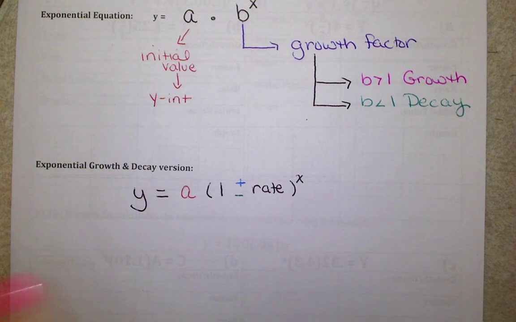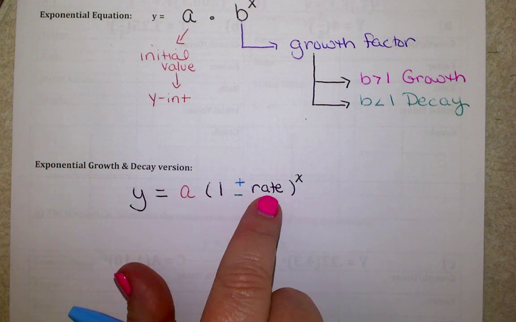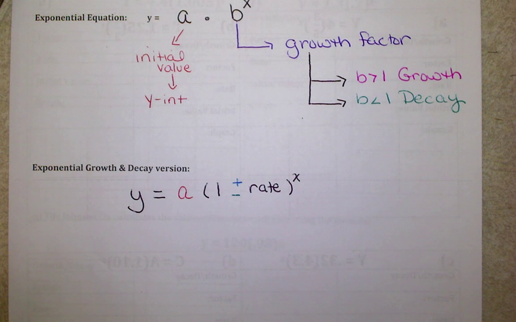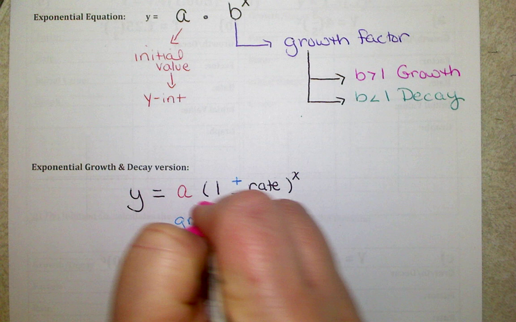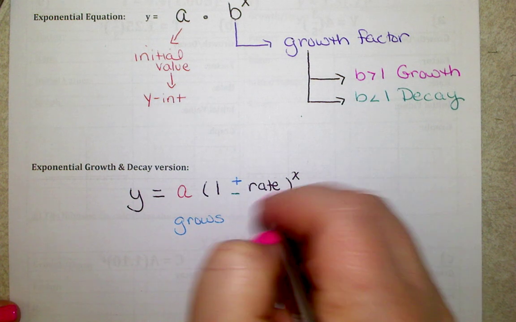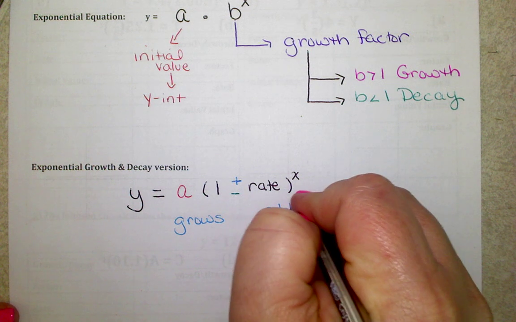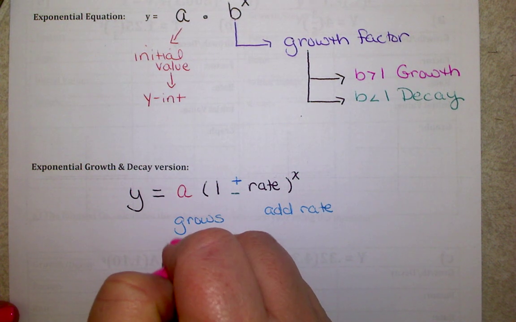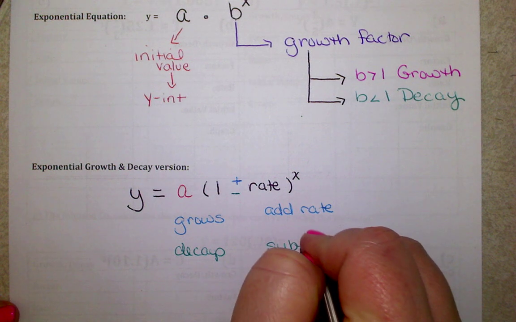All right, now, there's actually two equations in here. You either got 1 plus your rate or 1 minus your rate. And this depends on whether you have growth or decay going on, of which equation you're going to use. If something is growing, you're simply going to add your rate to 1. If something is decaying, you're going to subtract your rate from 1.